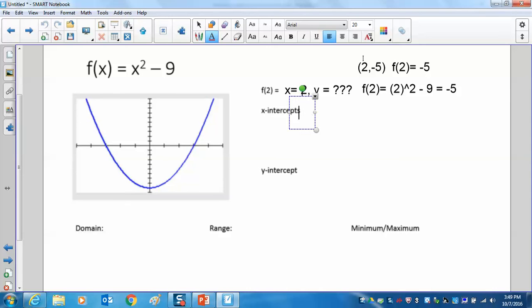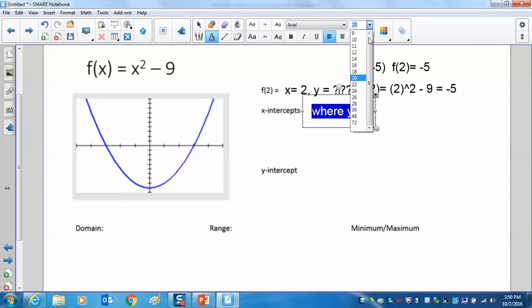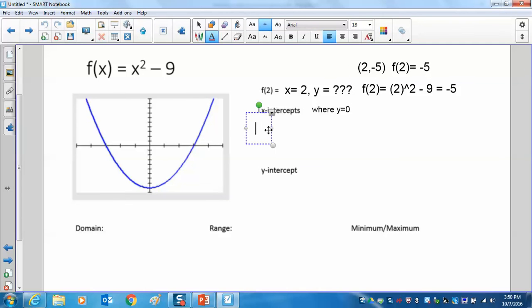Our x-intercepts are where y equals 0. So we need to solve the equation. Let me write this down. There we go: 0 equals x squared minus 9. We're plugging in 0 for y and solving for x.